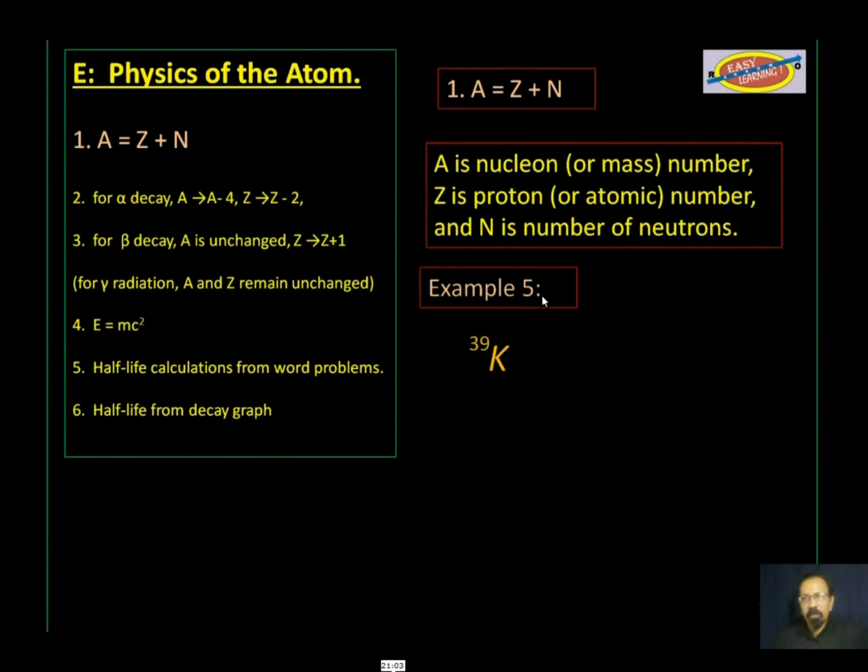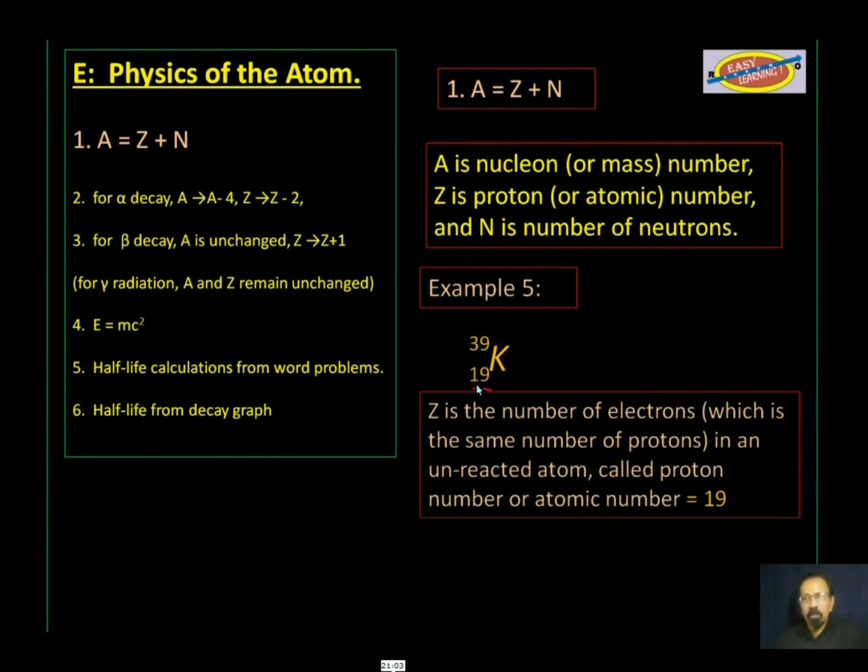Now we look at potassium. Be careful with this one. 19. Z is the number of electrons around the nucleus. It is also the number of protons in the nucleus. So it is called the proton number or the atomic number. And in this case, it is 19.